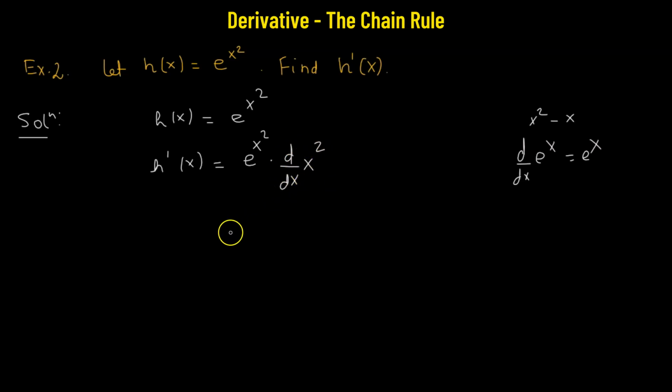So this is the chain rule. Now we simply find out the value of the derivative of x squared. So this will be 2x. So we have 2x times e raised to the power of x squared. So this is the derivative of our function h of x. Let's try out another problem.